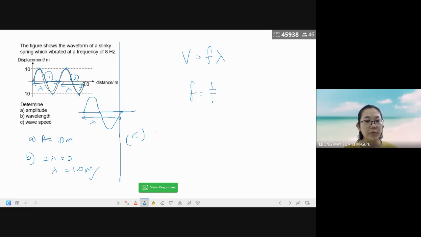Part C, we want to find wave speed. So I would suggest you guys one thing. I saw some of your working. Try to put the information first, then only write the formula out. So information, what do we have? We have frequency, 8 hertz. We have wavelength calculated in front already. So V equals F lambda. Frequency is 8. Wavelength is 1. So the answer is actually 8 meter.